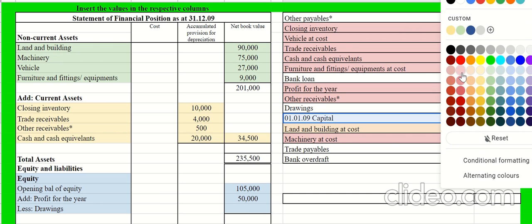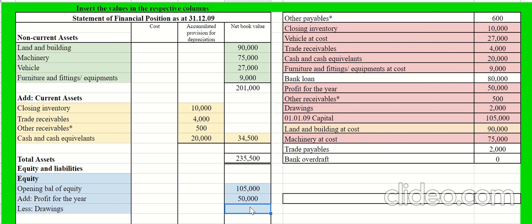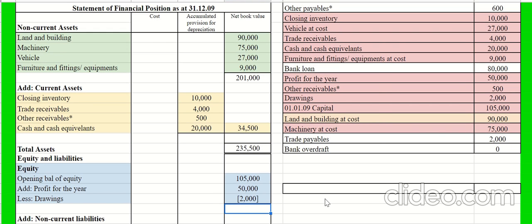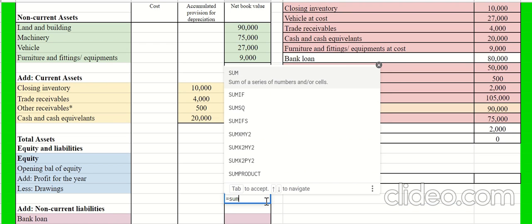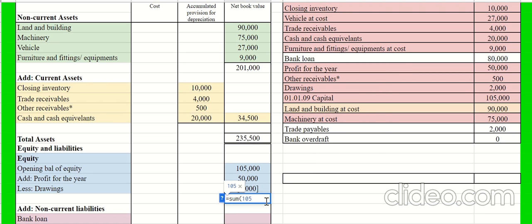And then we enter drawings. Drawings amount is 2,000, which should be deducted, therefore I'm writing it in brackets. Now, let's find the total of the equity section, 105,000 plus 50,000. Take away the drawings, 2,000, which should give you 153,000.